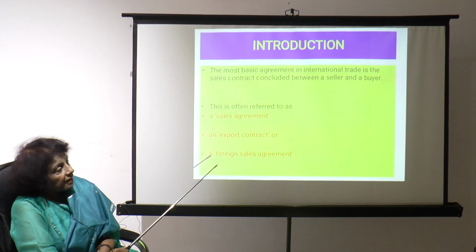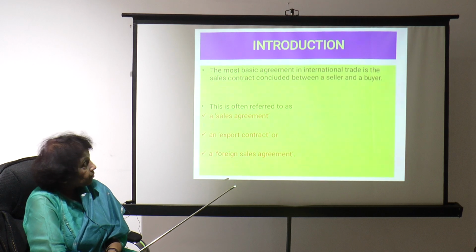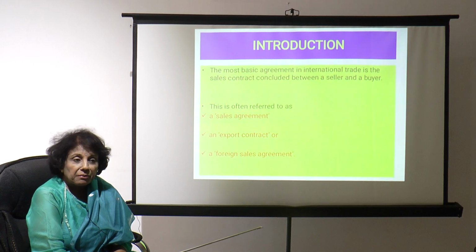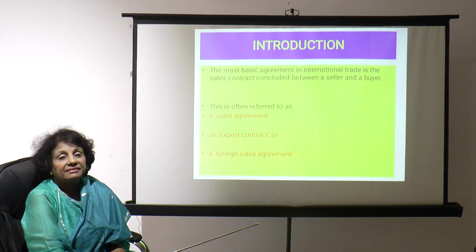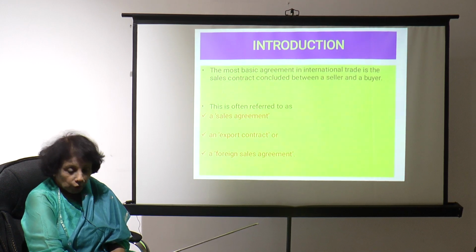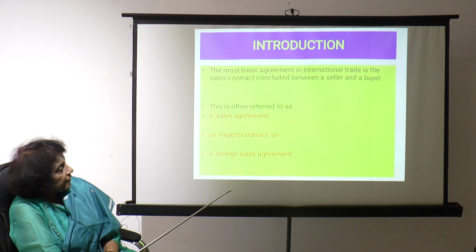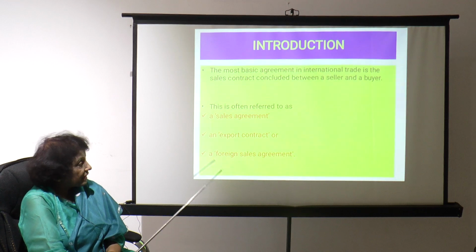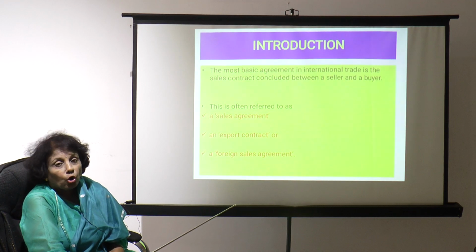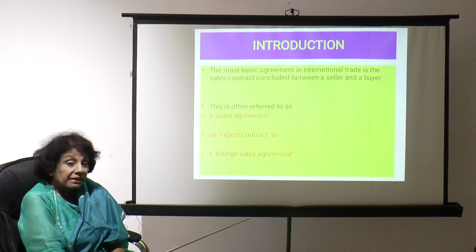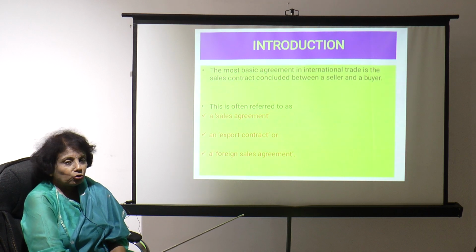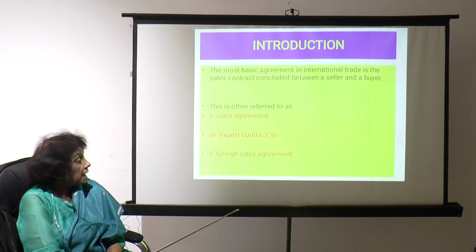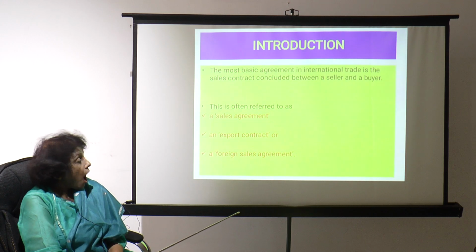The most basic agreement in international trade is the sales contract. So in any international trade, what is the most basic element? It is the sales contract concluded between the seller and the buyer. Now the sales contract is also known as a sales agreement or export contract or a foreign sales agreement, because this is usually in international trade.